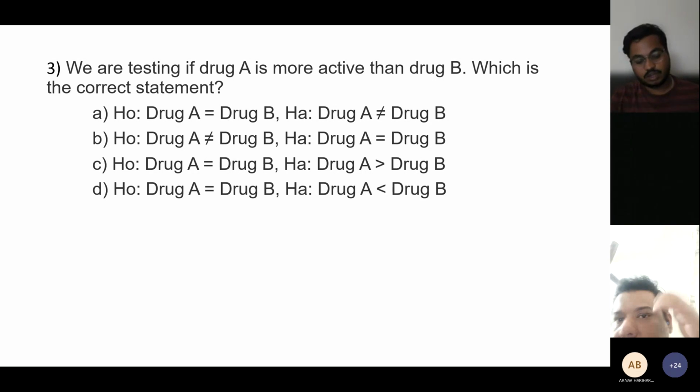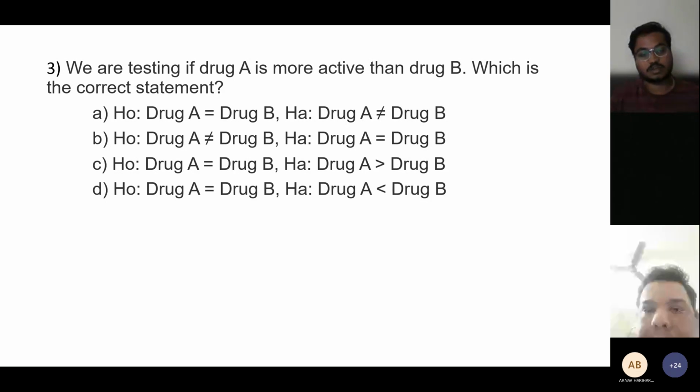So in hypothesis testing, we have in general two hypotheses. H naught is the null hypothesis. That's the hypothesis of no difference. That's the hypothesis that is kind of accepted in general. And then we have an alternate hypothesis, which is called HA, which is the hypothesis that we want to check. So here we want to check if drug A is more active than drug B.